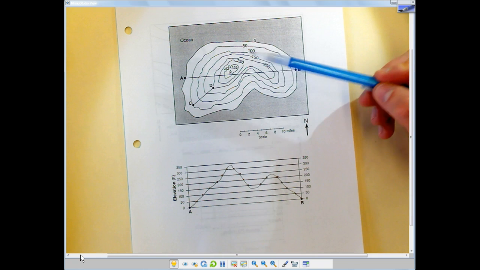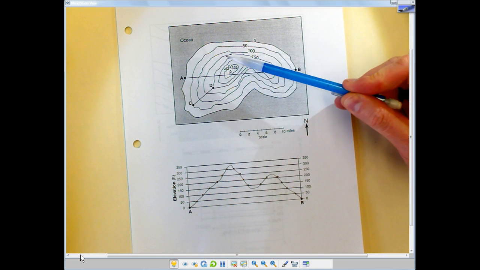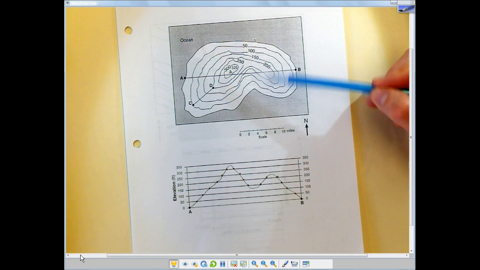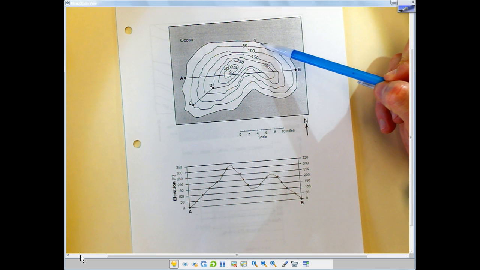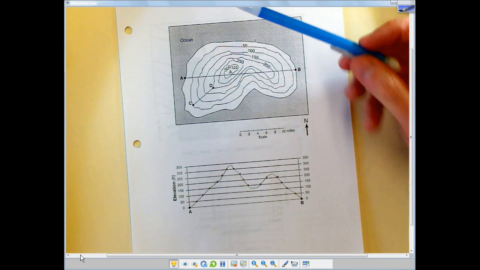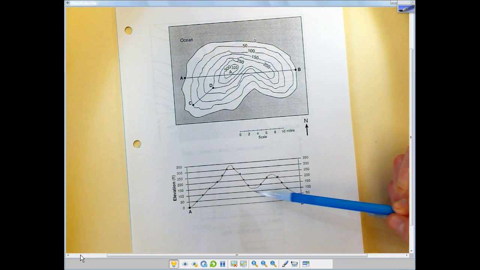So this is what it would look like on a topographical map. That's what it looks like from overhead, bird's eye view, whatever you want to call it. And again, just to reemphasize the fact, ocean, sea level, 0. That comes up a lot. And then this is what it would look like from the side.